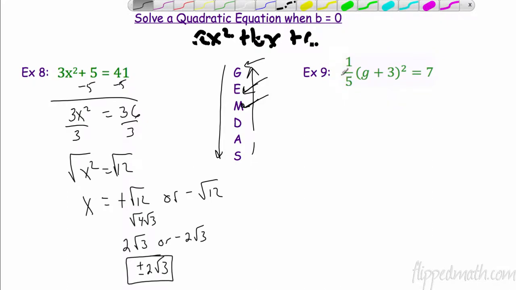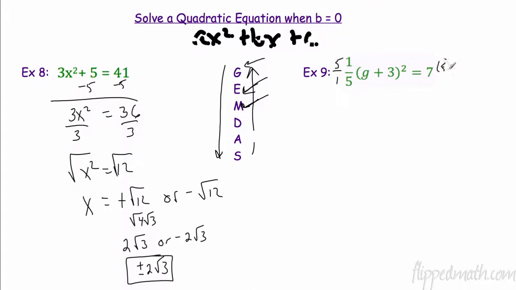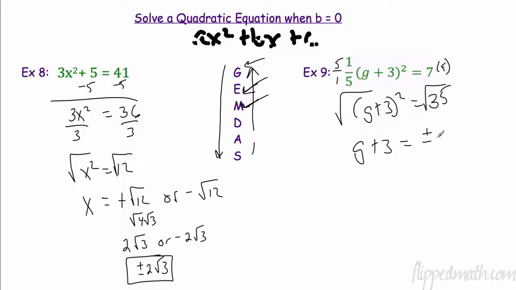Here we go. The opposite of multiplying by 1/5, I'm going to multiply by the reciprocal. It's the same thing as dividing by 1/5. Multiply by the reciprocal. So now I have g plus 3 squared equals 35. Now I have grouping, that's last, so I have to take the square root of both sides. So I have g plus 3 equals positive or negative square root of 35.